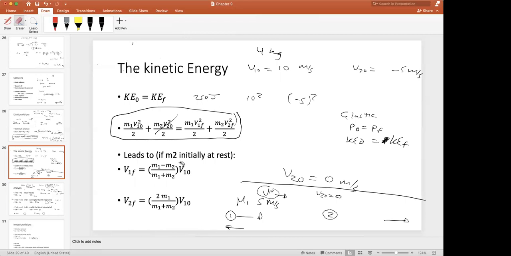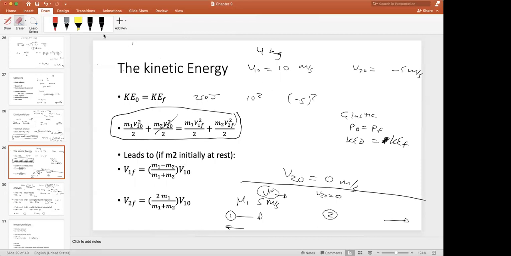The only thing to really know is that there's a unique case where they're equal masses. And what happens in that case is if M2 is initially at rest, after the collision, M1 is at rest, and M2 is traveling with the velocity that M1 had. Because momentum is conserved, and because kinetic energy is conserved.